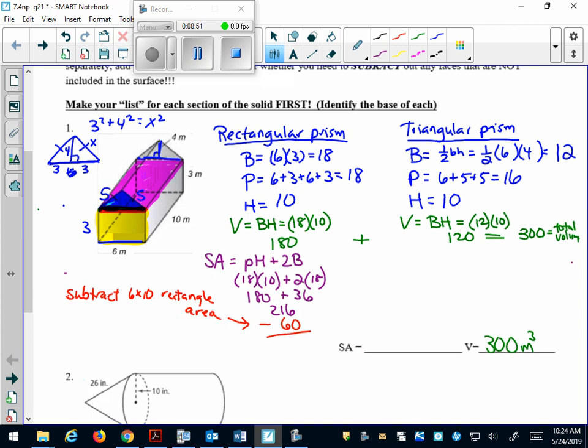So 216 minus 60 is 156. All right, so that's the rectangular prism. Let's deal with the triangular prism now.